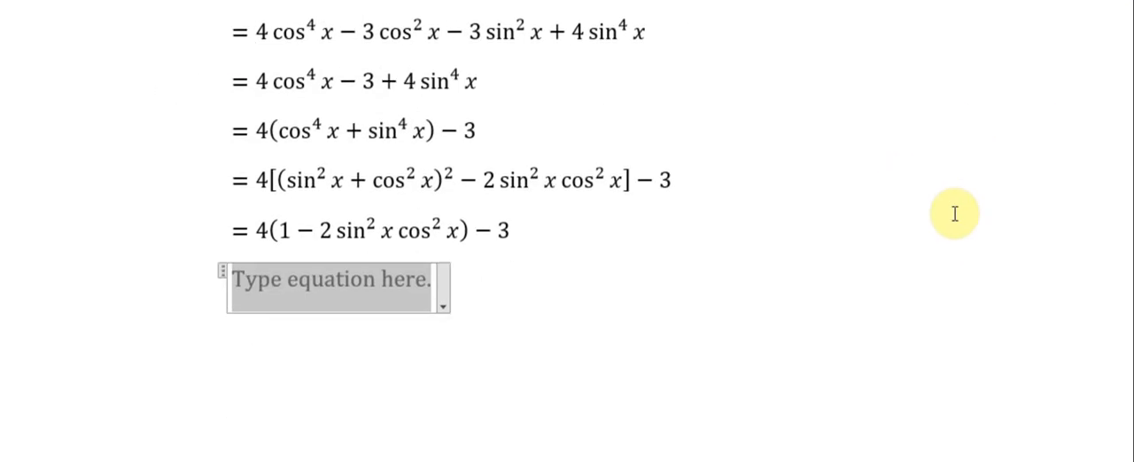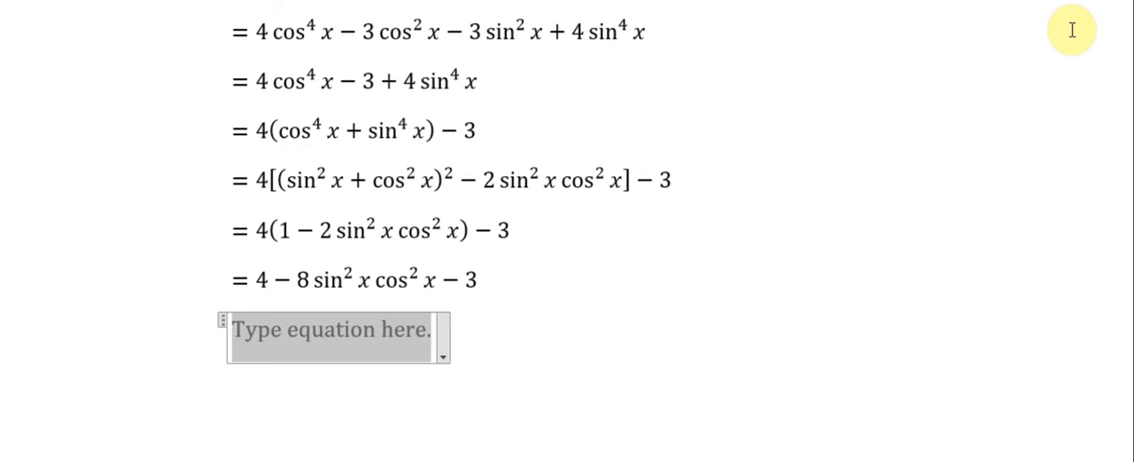So now we have 4 minus 8 sine power 2x cosine power 2x minus 3. 4 minus 3 is 1. And we have a sine power 2x cosine power 2x. In here we have the formula.